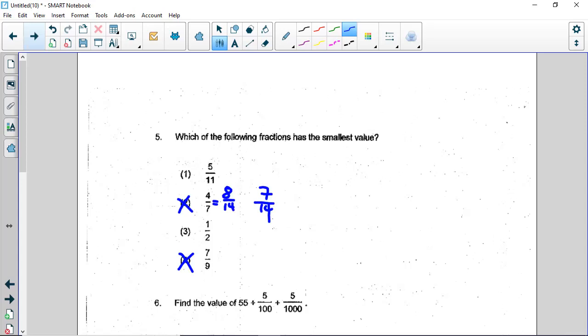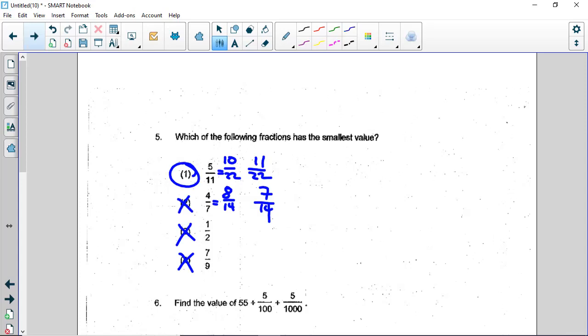And then you look at number 1. Do you think 5/11 is bigger than half? Let's check. So you make the denominator to be the same, 22. Okay, so you take 11 times 2, 22, 5 times 2 is 10. What is half? Half means you take 22 and then divide by 2. That will be 11/22. So your 5/11 is smaller than half. And of course, half is not the smallest. The smallest must be 5/11 because that is smaller than half. Okay, understand?